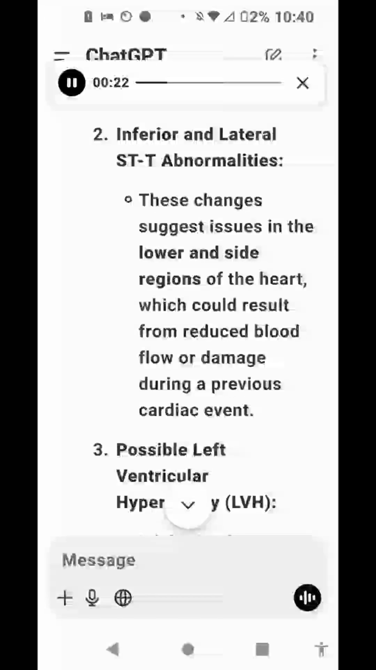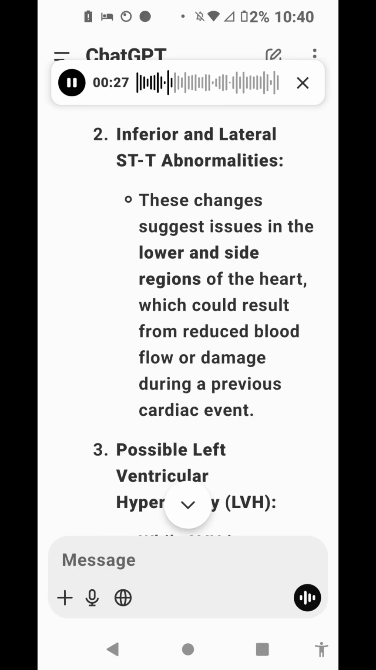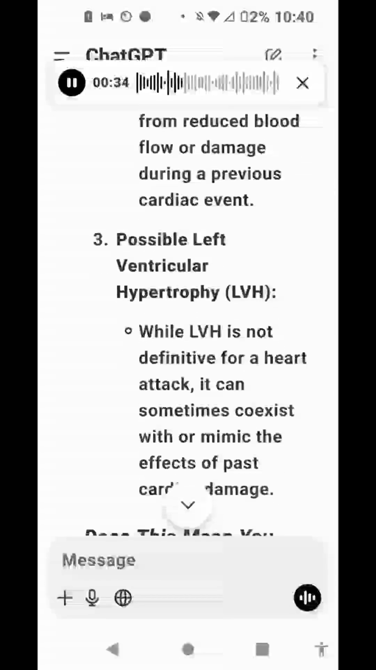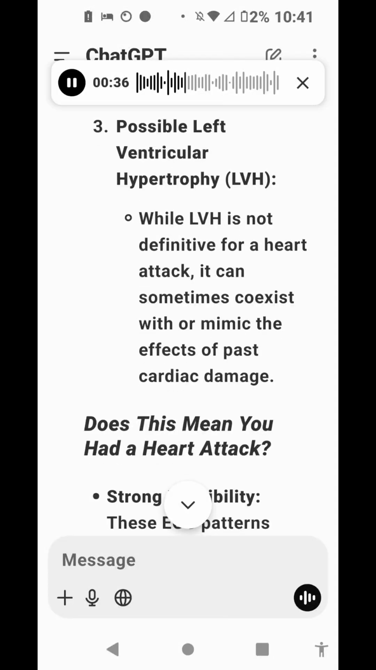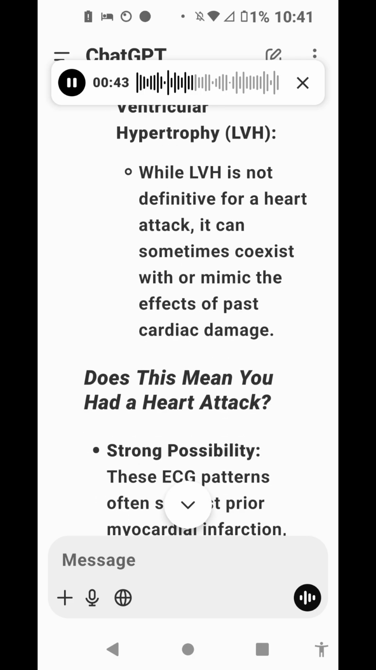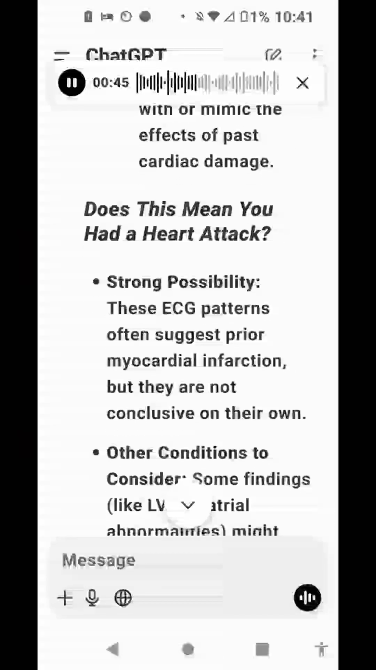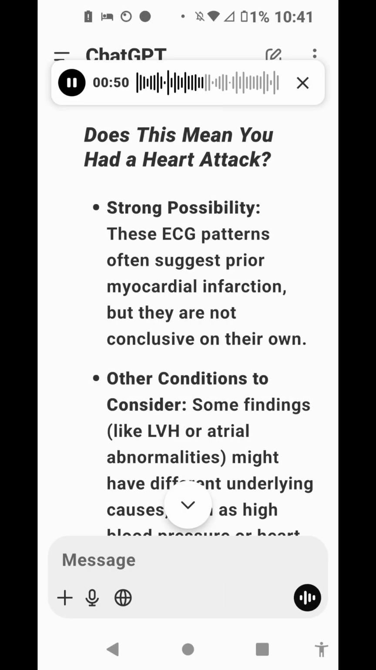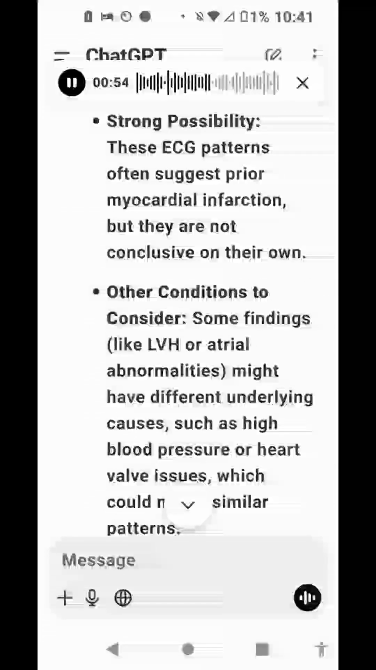2. Inferior and lateral STT abnormalities. These changes suggest issues in the lower and side regions of the heart, which could result from reduced blood flow or damage during a previous cardiac event. 3. Possible left ventricular hypertrophy, LVH. While LVH is not definitive for a heart attack, it can sometimes coexist with or mimic the effects of past cardiac damage. Does this mean you had a heart attack? Strong possibility. These ECG patterns often suggest prior myocardial infarction, but they are not conclusive on their own.